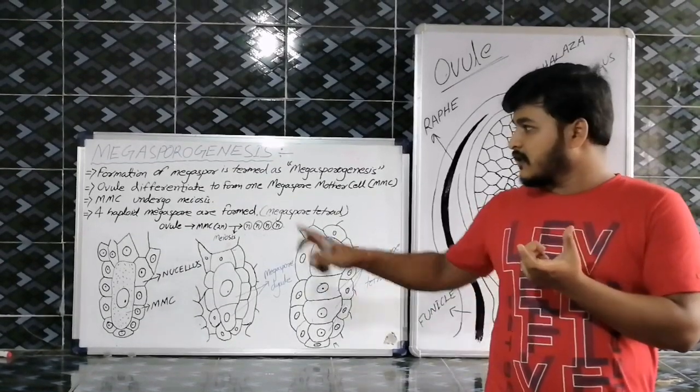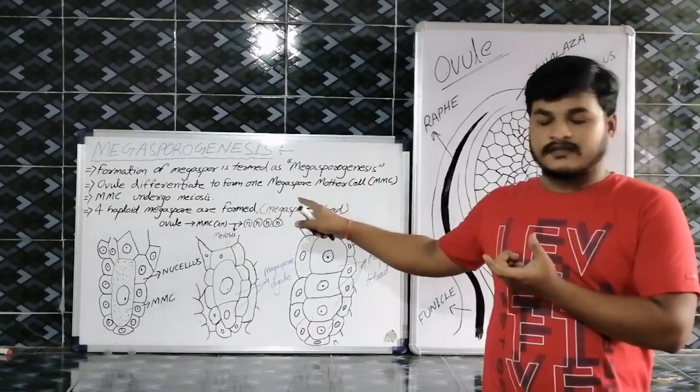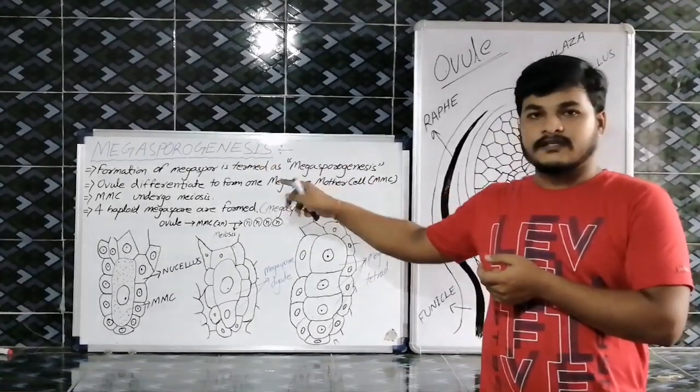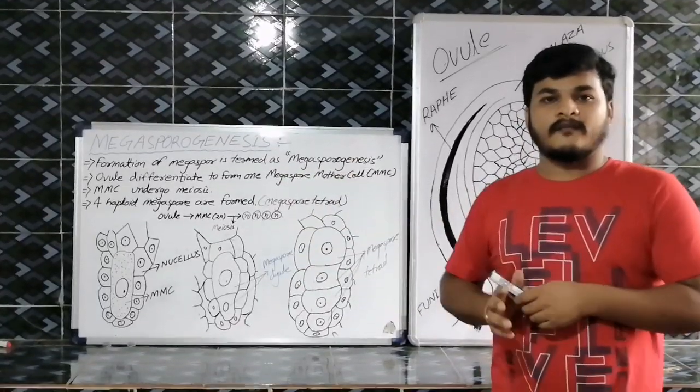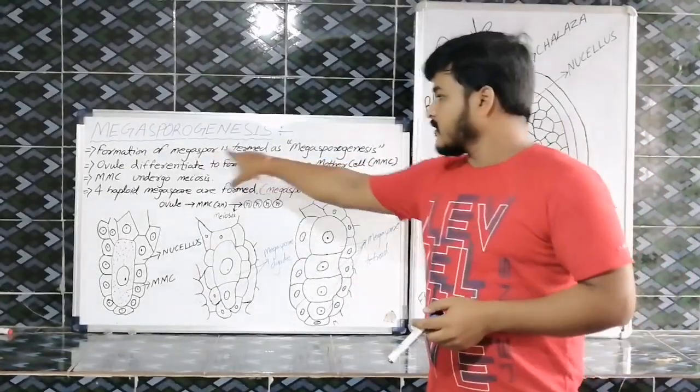I can repeat, it consists of two terms: megaspore and genesis. Megaspore means large spore and genesis means formation. So, formation of a large spore is otherwise known as megasporogenesis. This is the first point.